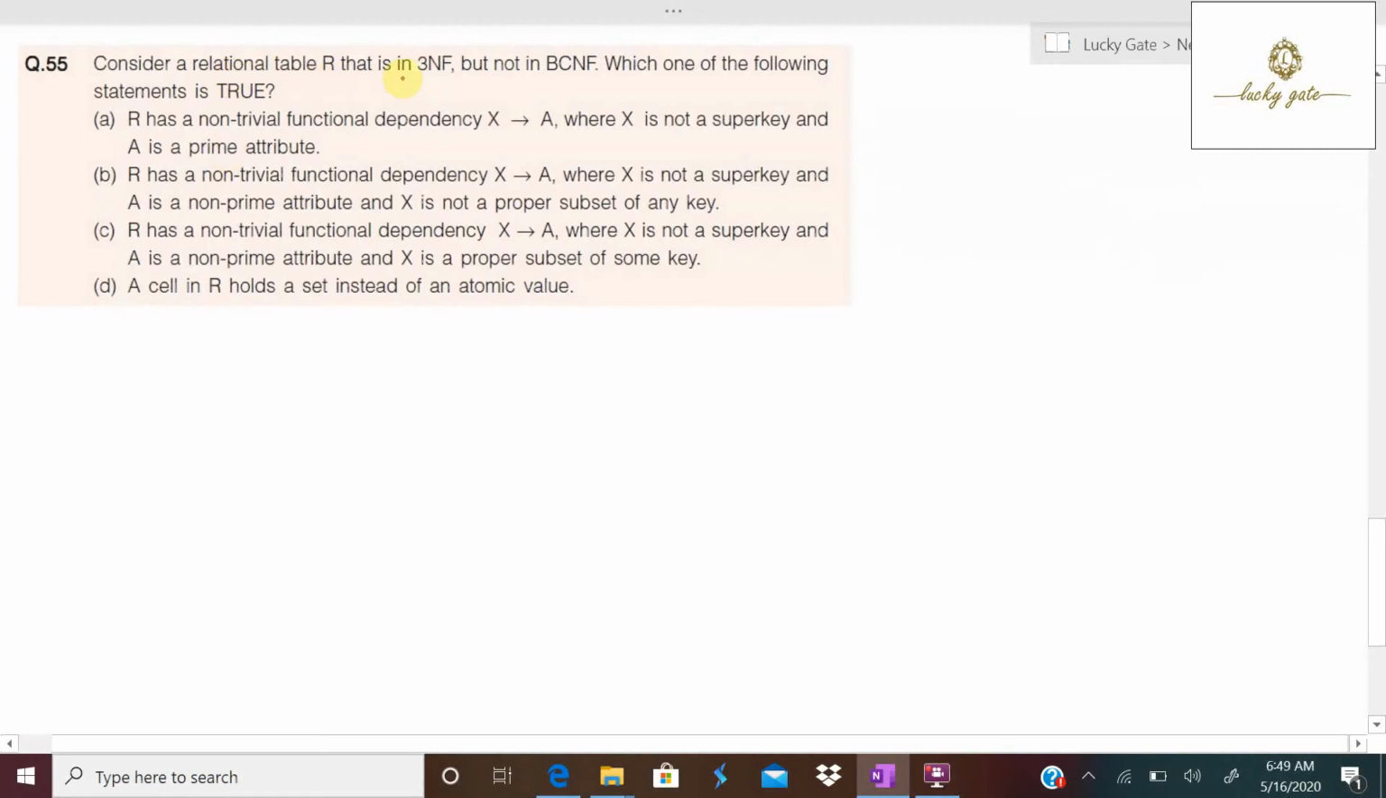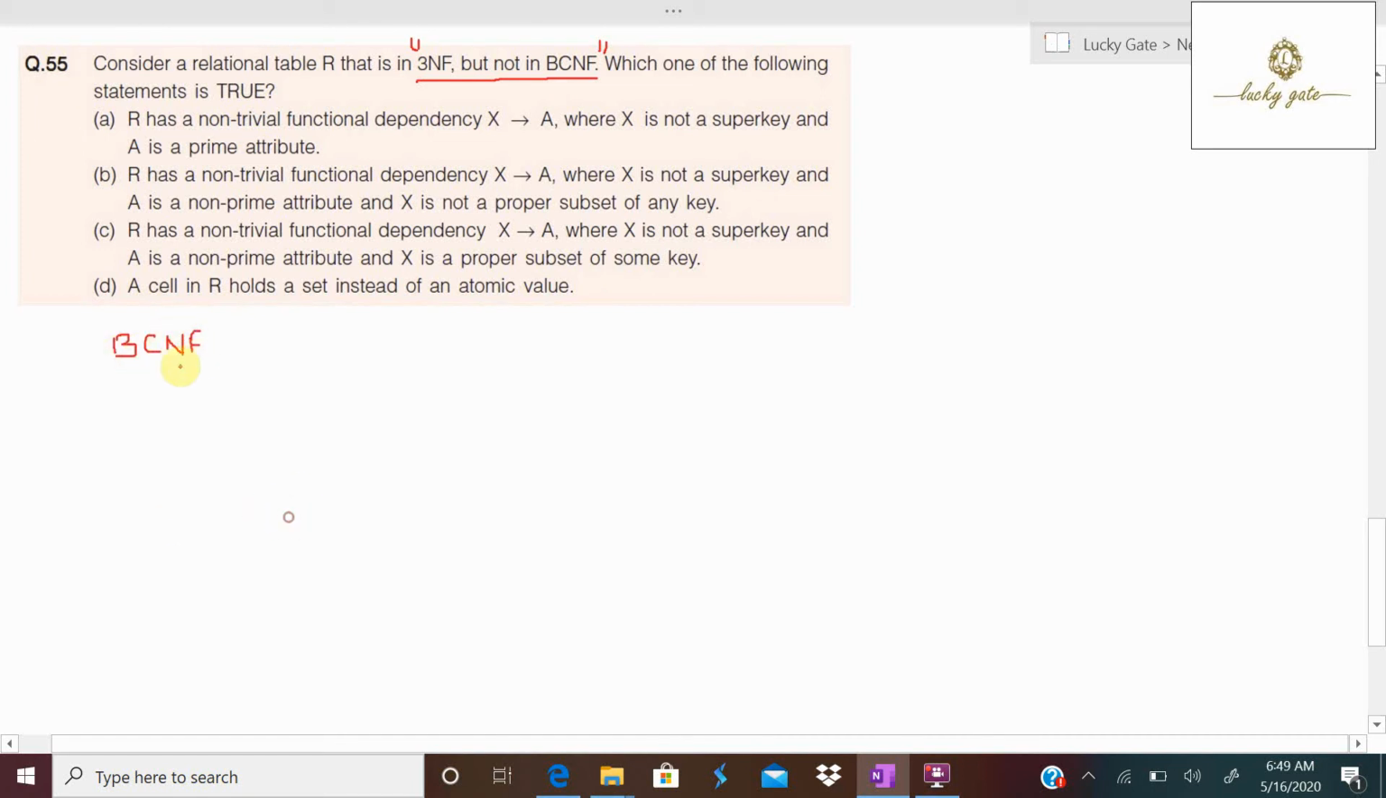Now the question is, consider relation R that is in 3NF but not in BCNF. So the complete question lies in the statement 3NF but not in BCNF. Now the question is, which one of the following statements is true? First we'll understand what is 3NF and what is a BCNF relation.